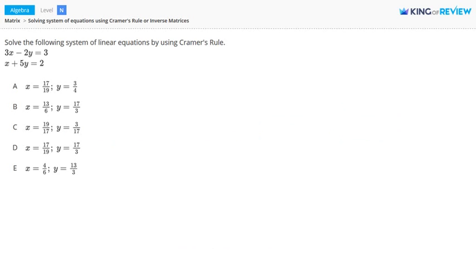In this problem, we want to solve the system of linear equations using Cramer's rule. So if we have two equations that are set up in the form ax plus by equals e and cx plus dy equals f, then we can use Cramer's rule to solve the system, that is, find x and y. Cramer's rule is a method where we use determinants to solve a system of linear equations.